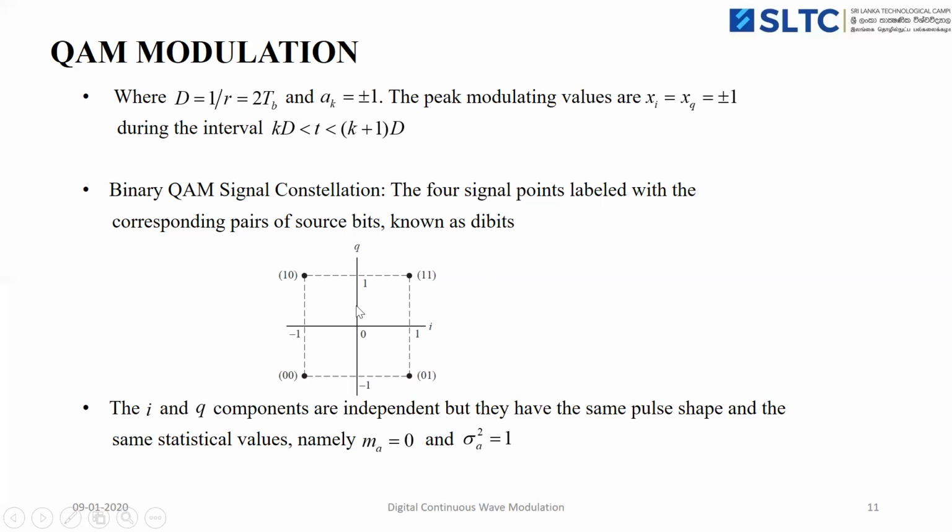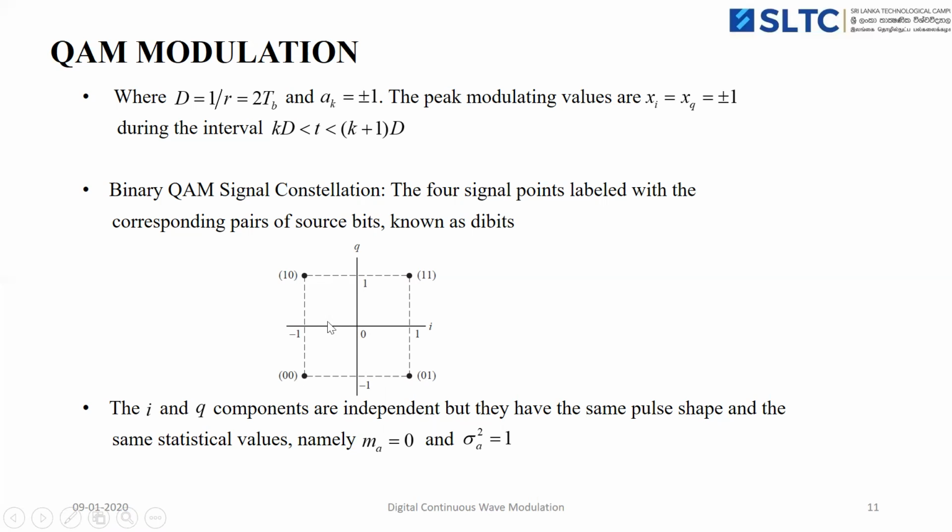This waveform shows the binary QAM signal constellation diagram. There are four signal points present: 00, 01, 10, 11, and each point represents one symbol in the QAM modulation, and it consists of two bits. You can observe from this constellation diagram that the symbols have only two amplitude levels, either plus one or minus one, and the symbols also have four phases.